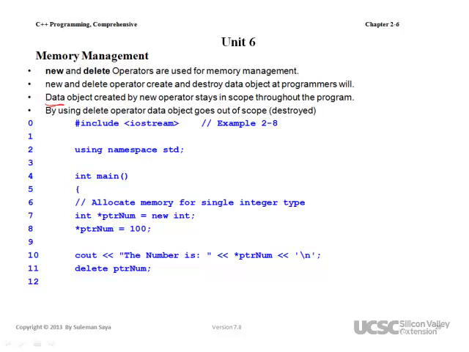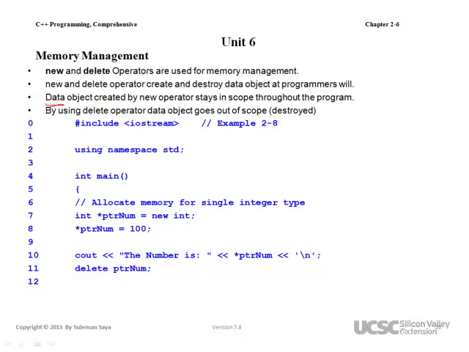So by using a delete operator, the data object goes out of scope. So it is the programmer's responsibility to use a delete operator within the program. So let's look at this small example. In this example, you will understand how a single integer is allocated in the heap, okay, at runtime.